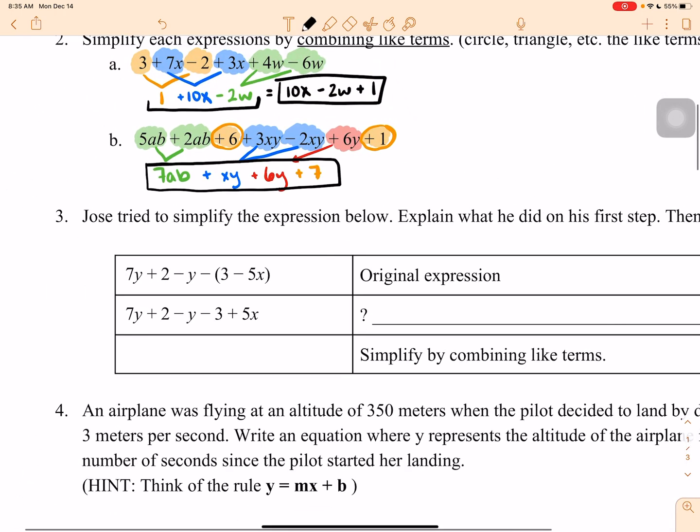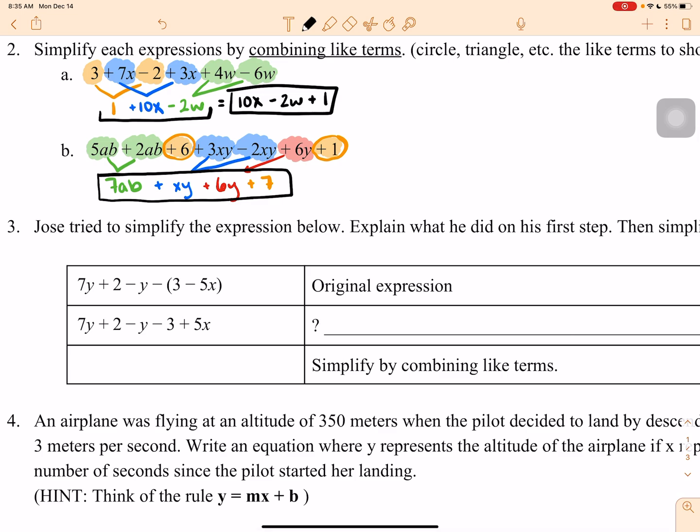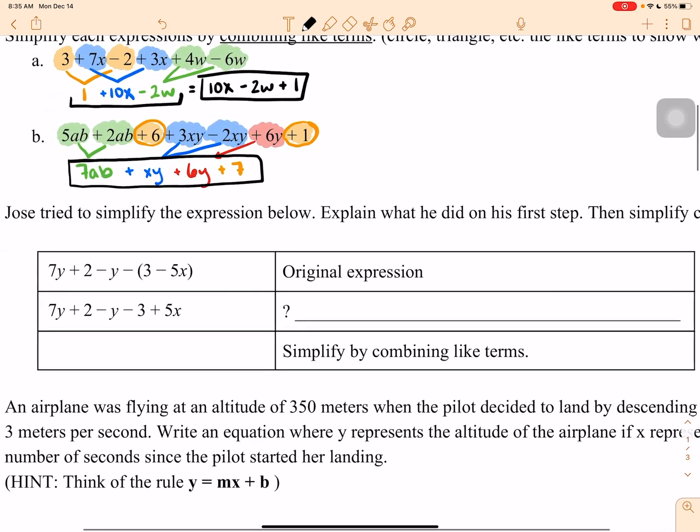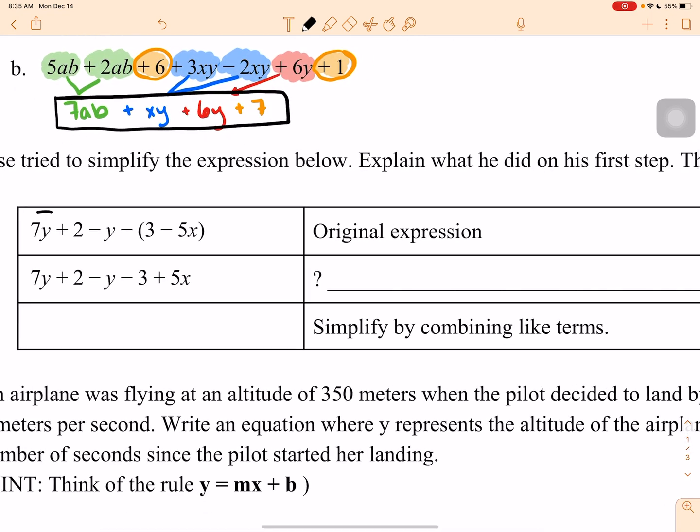All right. So Jose tried to simplify the expression below. Explain what he did on his first step, then simplify completely on your own. All right, so here, looking at this first equation, 7y plus 2 minus y minus 3 minus 5x, and the 3 minus 5x is in parentheses. So it looks like the only thing that changed here was this down below, because this 3 inside the parentheses is positive, and now it's negative. And the 5 was negative, but now it's positive. Okay, so we want to see, all right, what did he do to make that change?